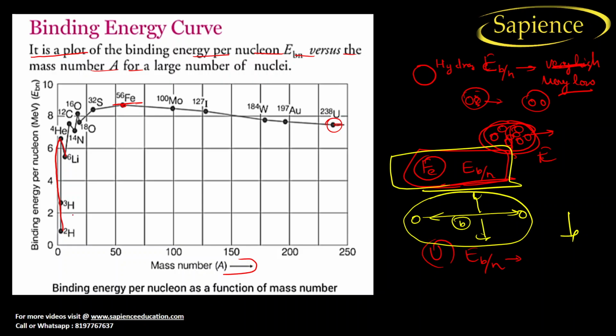So from this we can conclude that the graph suddenly increases, after that it decreases a little bit, and after that it comes like this. So I hope you have understood this. This is the binding energy curve per nucleon.